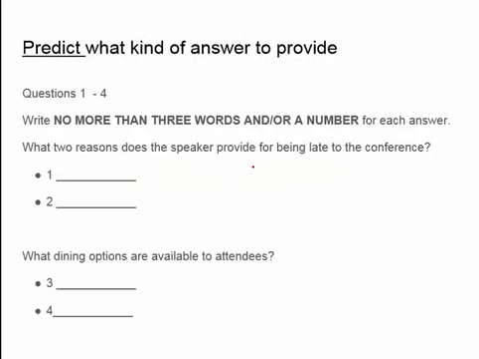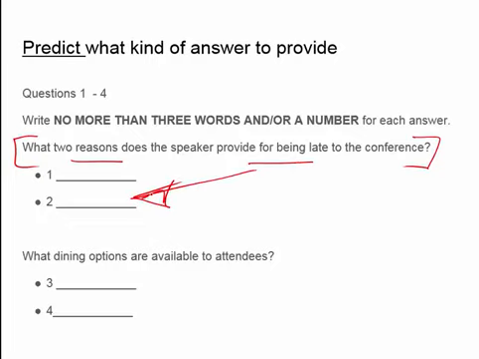Okay, so back to our sample question. We could use some of our strategies here. Let's try to figure out. So what are we supposed to listen for in this first part? Okay, what 2 reasons does the speaker provide for being late to the conference? Okay, reasons for being late. That's what we're supposed to supply here.